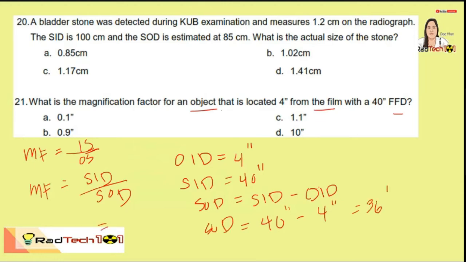Now we can substitute the SID of 40 inches divided by the SOD of 36 inches. This is equal to 1.1. Actually, it has no unit of inches, so what I gave was wrong. There should be no unit, just 1.1, because the units cancel out here. So 1.1. Therefore, this means the actual object is magnified 1.1 times on our film or radiograph.